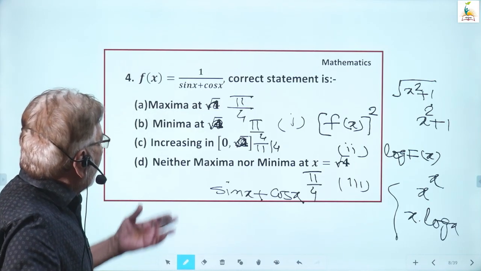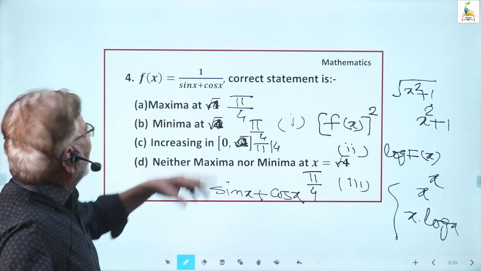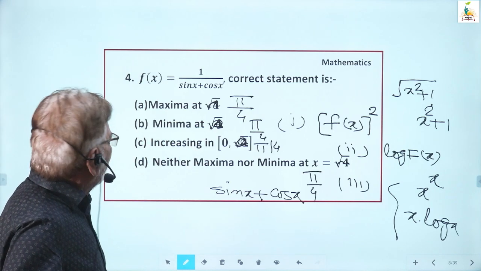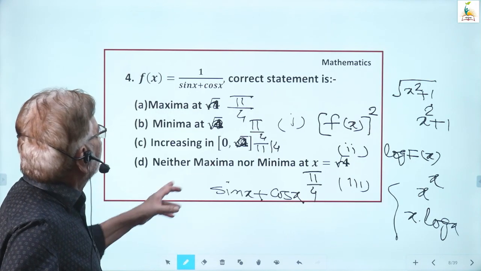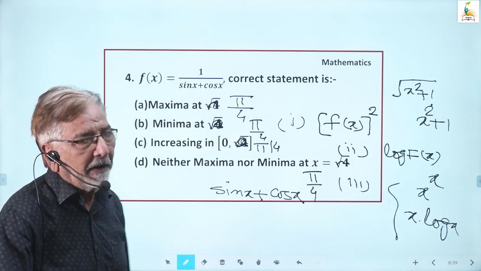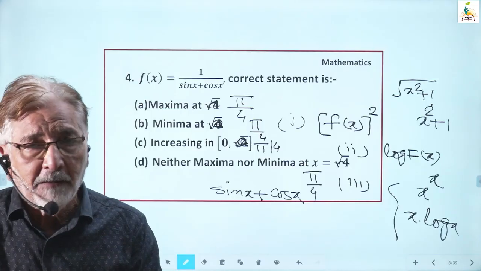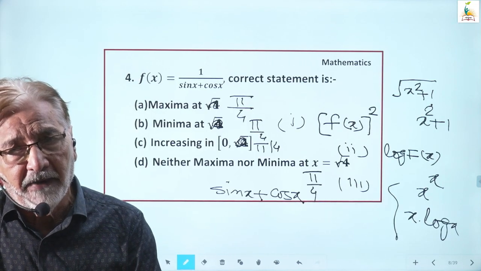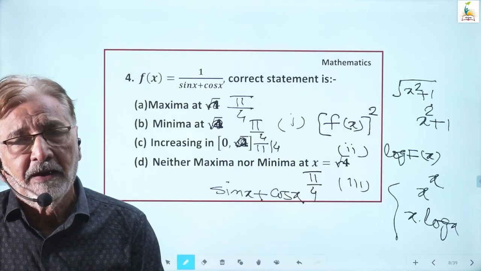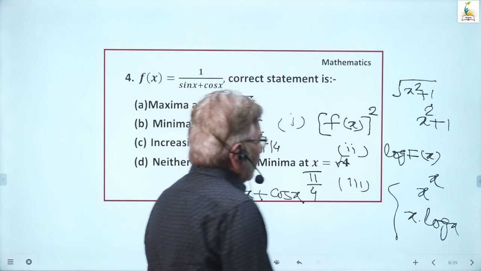So let us do this question. 1 upon sin x plus cos x. It asks what is the correct statement: maxima at pi by 4, minima at pi by 4, increasing in pi by 4, neither maxima nor minima at x equal to pi by 4. What I told you, in spite of finding the maxima minima of f(x), you can find the maxima minima of 1 upon f(x) and then reverse the result. So let us see how we can do this question.